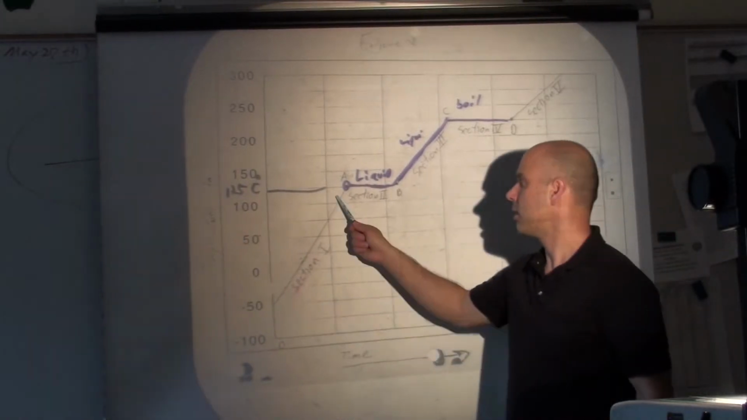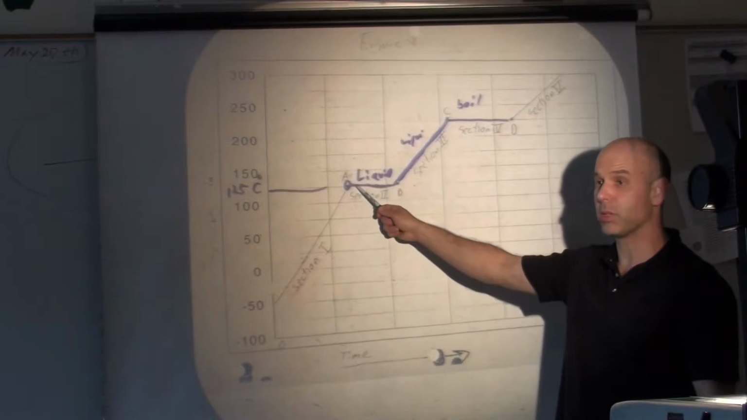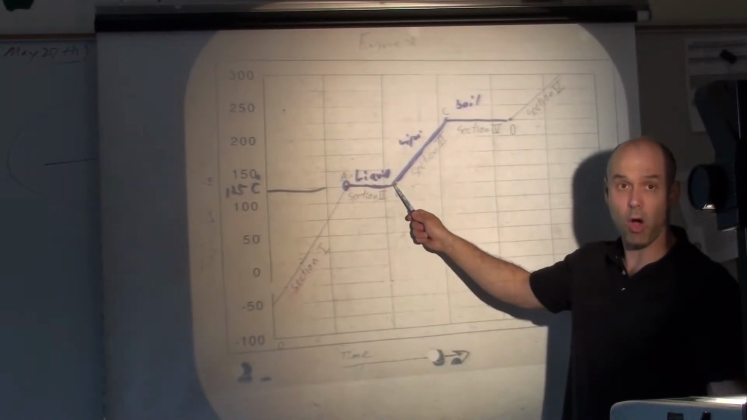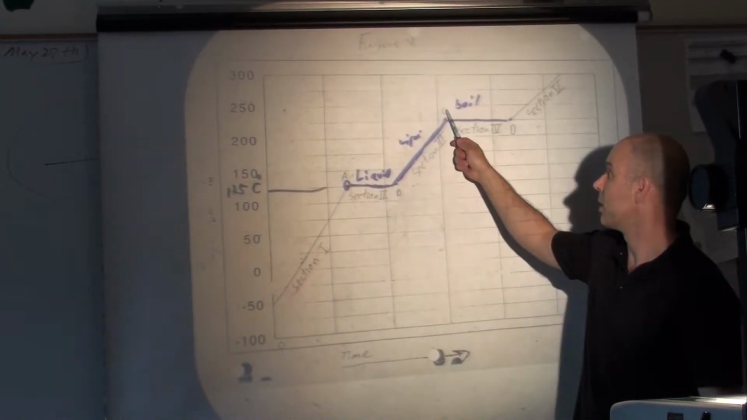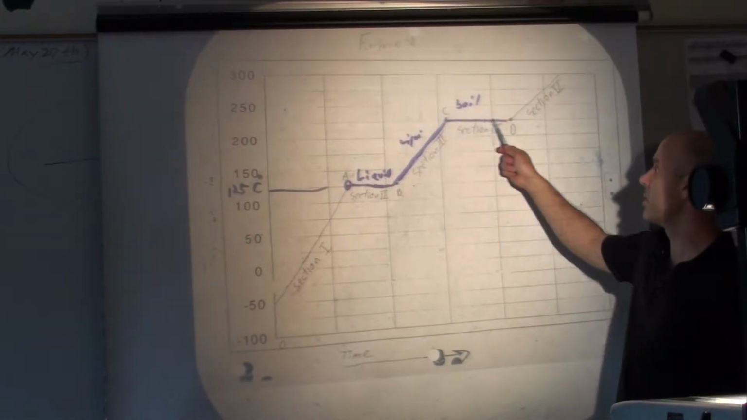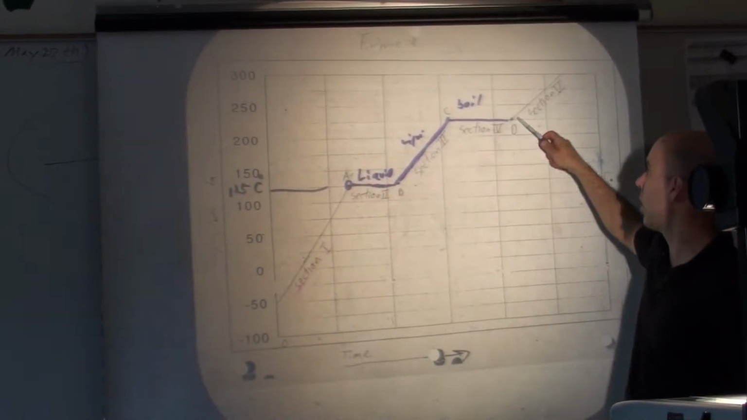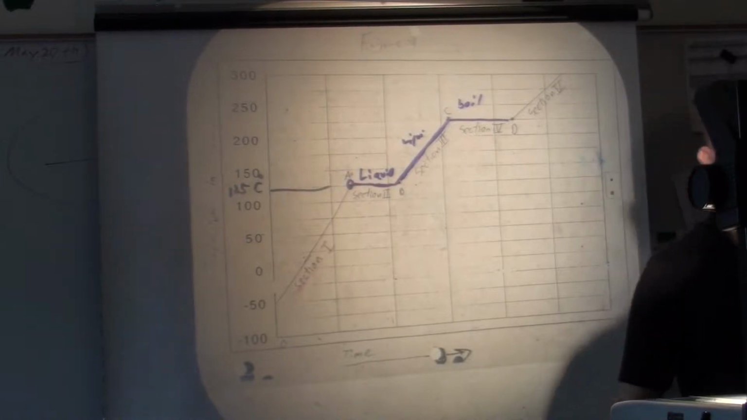Here you're a solid, here there's some solid, it's melting. By the time you get to point B, all the solid is gone. Here's where you begin to boil. By the time you get to point D, all of your liquid is gone, and in section 5, all you have left is gas.